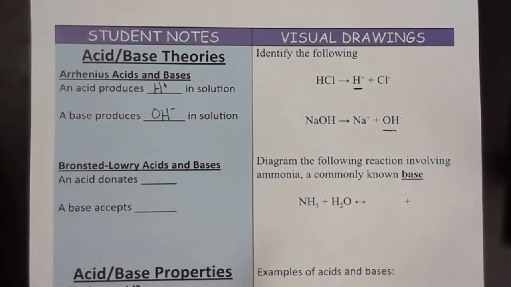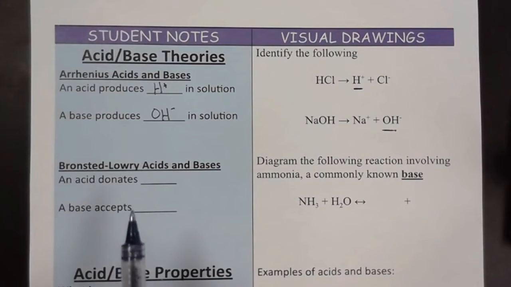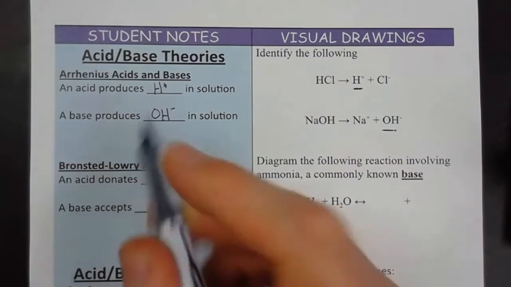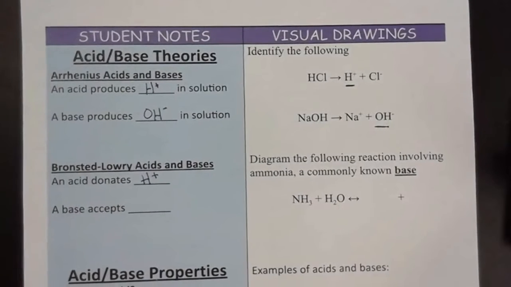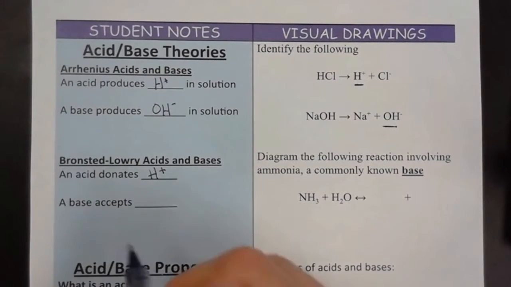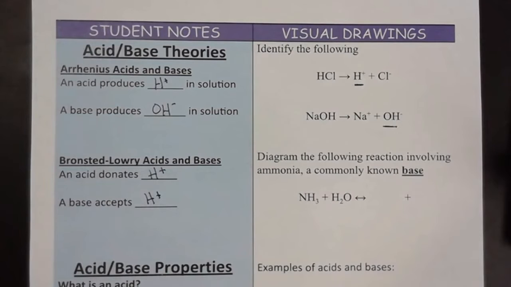Right? The second theory for acids and bases is the Bronsted-Lowry acid-base theory, and that is all focusing on how the hydrogen plays out within a reaction. So Bronsted-Lowry's acid-base theory says that an acid is anything that donates a hydrogen ion, and a base is anything that accepts a hydrogen ion. So we're just focusing on what is producing or giving up a hydrogen ion and what is receiving a hydrogen ion.